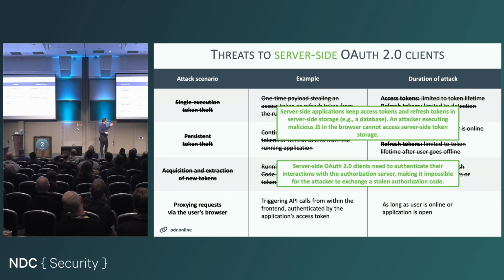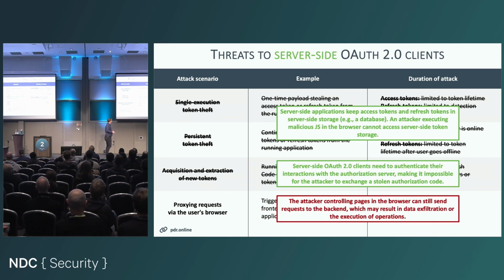All right. What about the last one? Well, we already know the answer to that one. That was the baseline. We can't fix that one, and we can't fix that one here. The attacker controlling pages in the browser can still send requests to the backend, can still make the backend do things in name of the browser. That's client hijacking, and we can't really solve that problem.